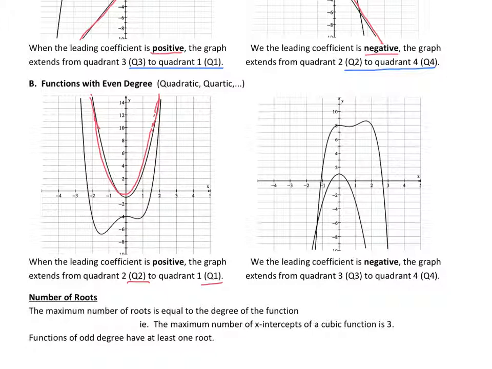Every function with even degree that has a positive leading coefficient will have end behavior from quadrant 2 to quadrant 1. And when the leading coefficient is negative, the graph extends from quadrant 3 to quadrant 4, just like the graph of a parabola with a negative leading coefficient does.